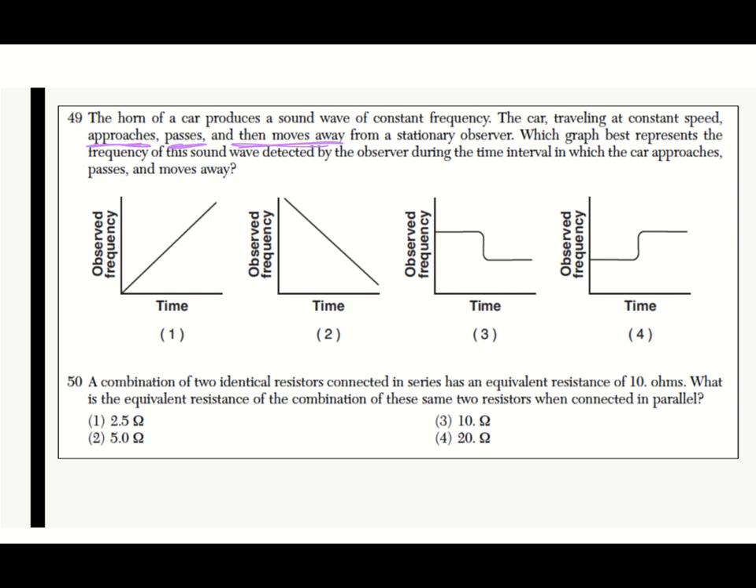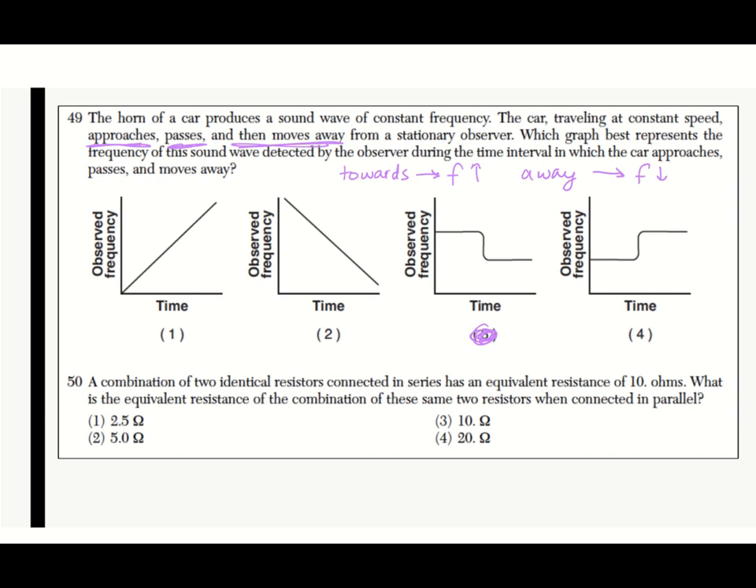So moving towards, or approaching, leads to higher frequency. As it moves away, the frequency decreases. This is the Doppler effect. Now as it passes, it's pretty much exactly the same frequency, as close as possible. So we're going to see an increase in frequency and then a decrease in frequency. And the only one that shows that is choice 3. It's higher and then it goes lower.